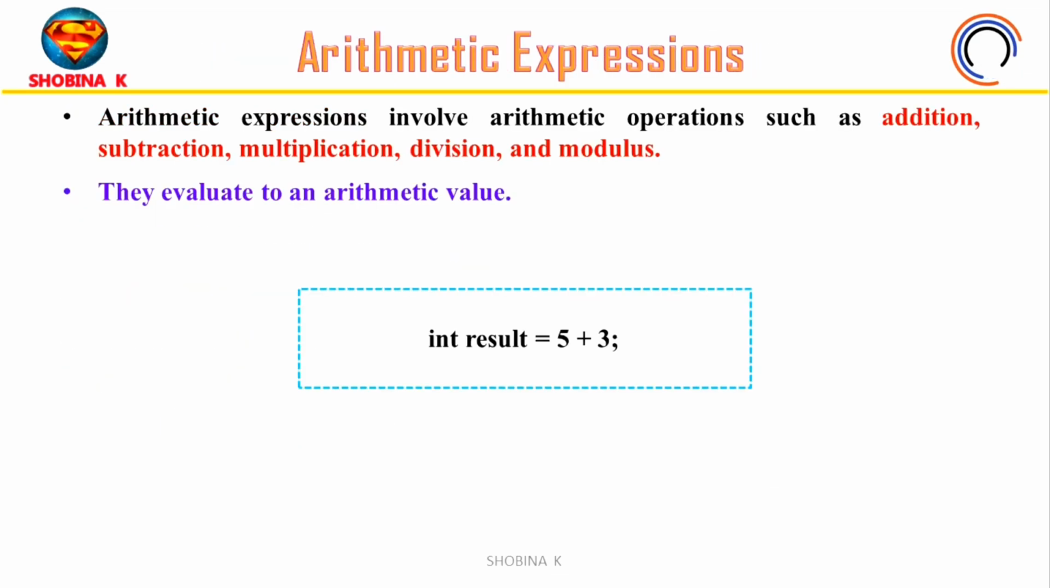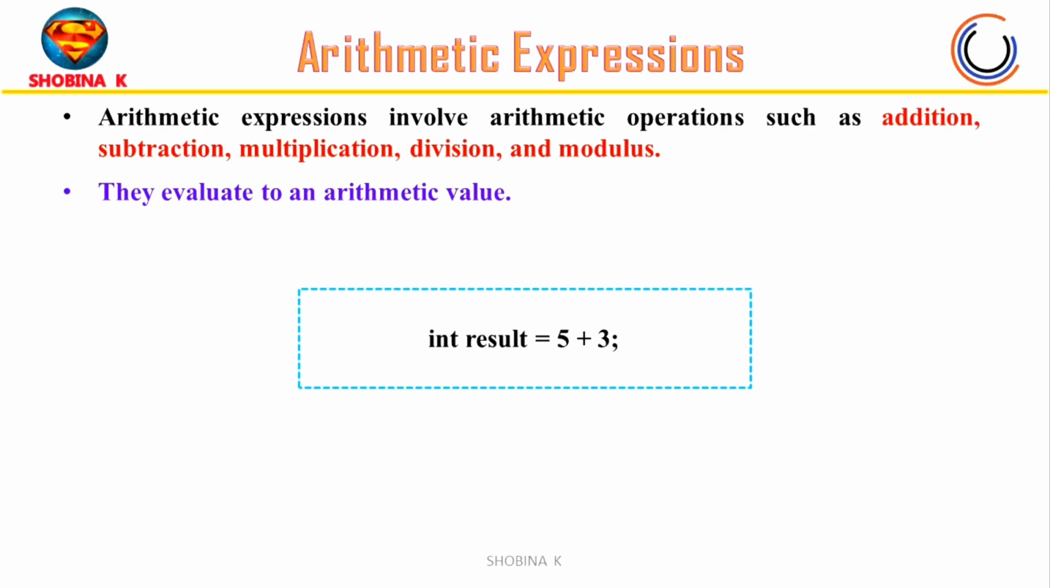First, the arithmetic expression. Arithmetic expressions include basic mathematical operations such as addition, subtraction, multiplication, division, and modulus. And they result in an arithmetic value. Look at this expression. The expression begins with a declaration of an integer variable named result. The equal sign indicates the assignment. So it assigns the value of the arithmetic expression on the right side to the variable result.